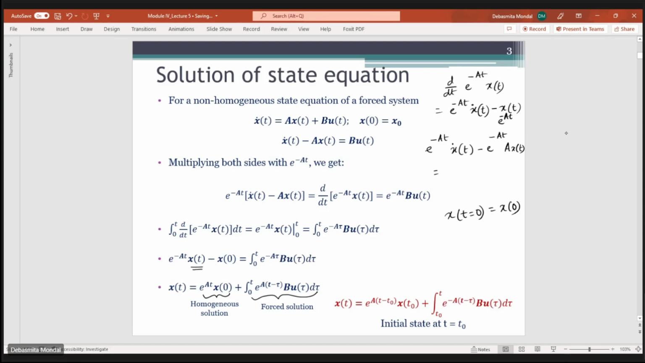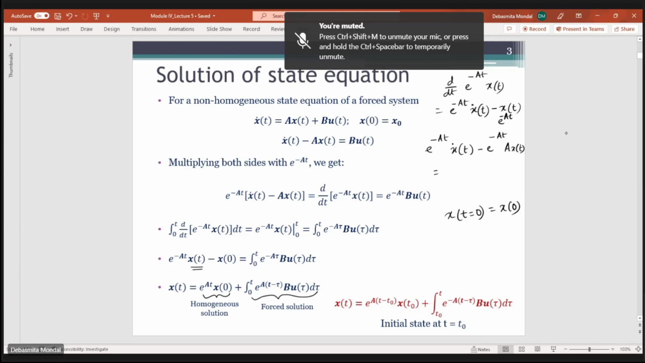So you will have e to the power a(t − t0). This x0 will become x at t0. Then, instead of 0, the lower limit of the integral will be t0, and these terms will remain the same. So this you can say is a more general or more generic form of the solution for the equation.